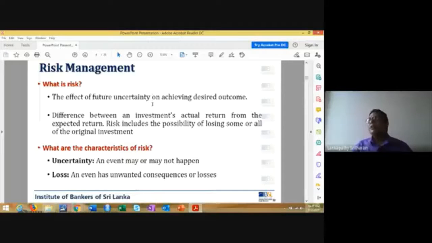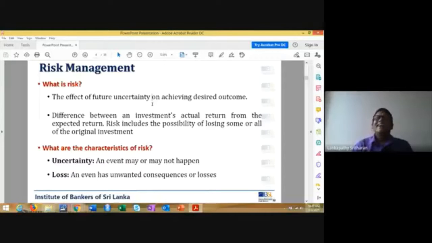For example, if a bank or finance company grants a loan to a particular customer, there is a 90% chance the customer may repay the loan. But there is an uncertainty that sometimes this customer may not repay the loan. So there is a risk involved in the loan granting activity. But if we know 100% that this person will repay, then there is no risk in that event, because it's certain he will pay.